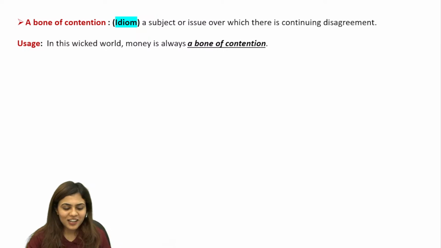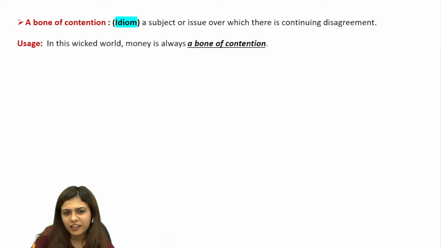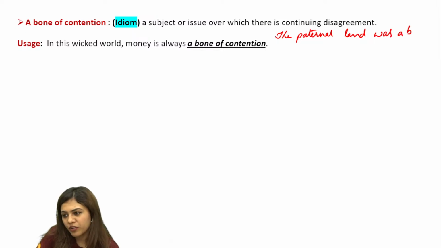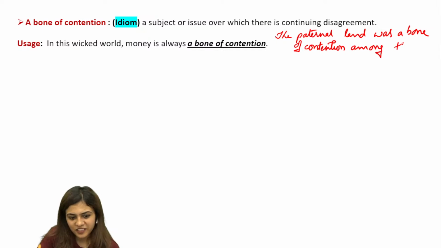So let me use it in another example here. Vaishnavi, yeah, we can understand it like fissures only because it's also a kind of separation or disagreement in one way. So, the paternal land was a bone of contention among the family members. Yes, a kind of a dispute. Exactly, Ashwarya.